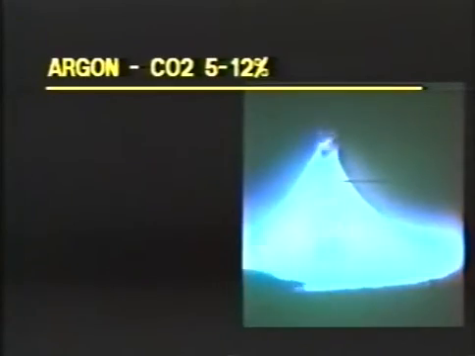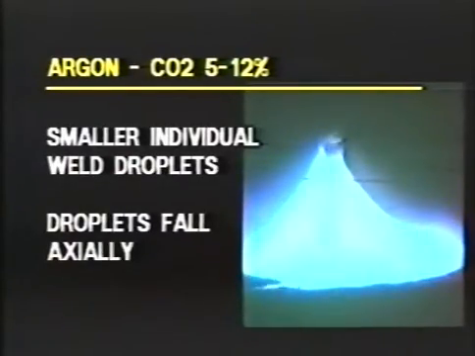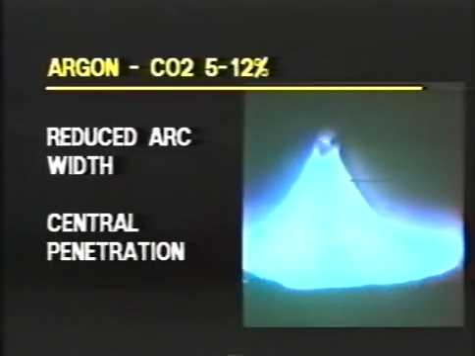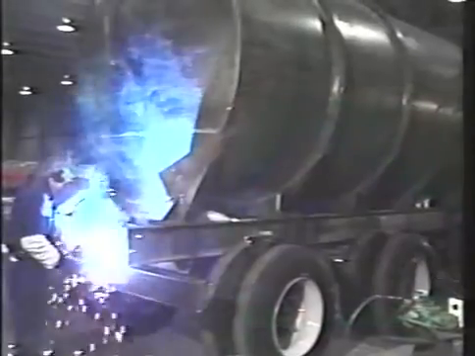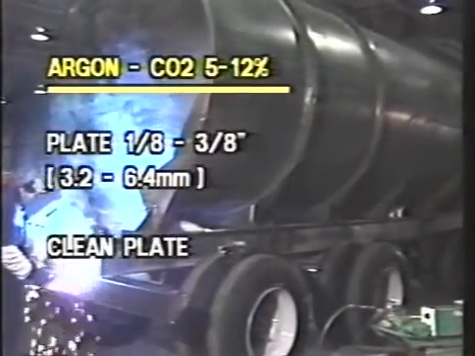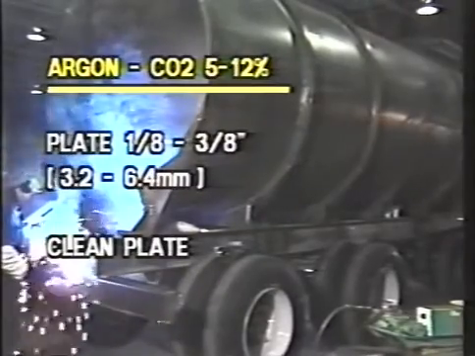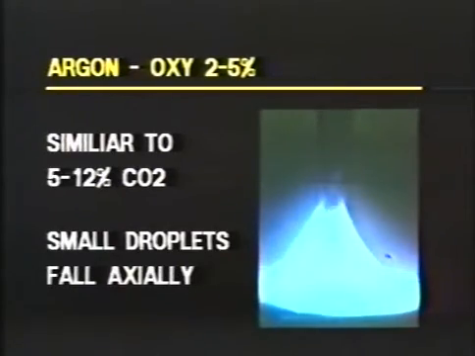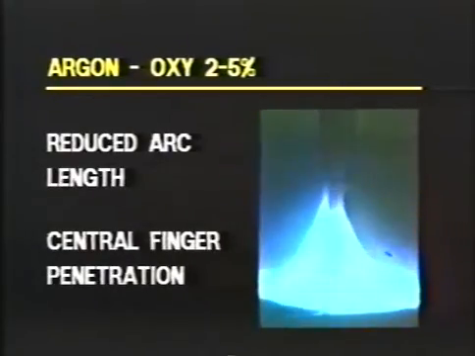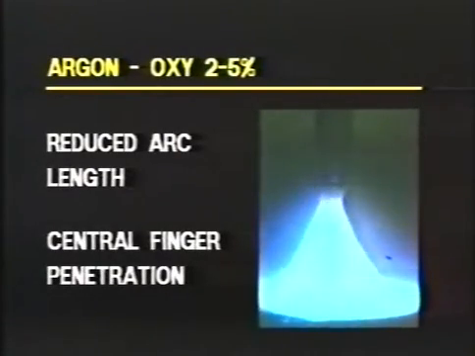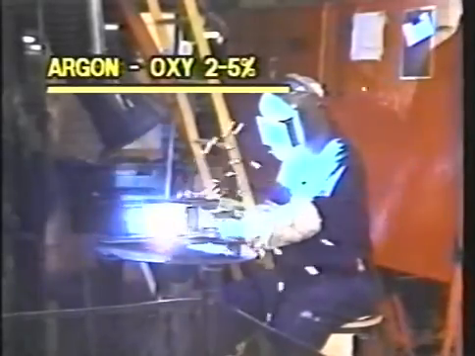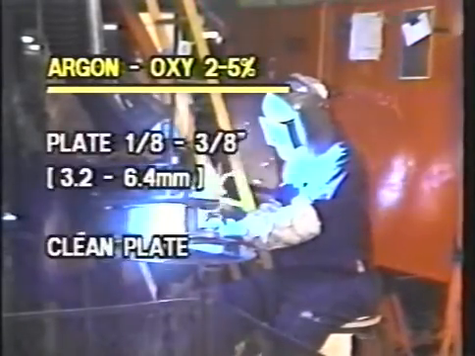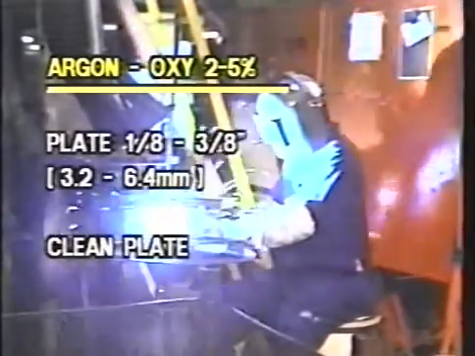As the CO2 content is reduced, weld droplet size decreases and falls axially. The narrow, stable arc produces central penetration. 5 to 12% CO2 is ideal on 1/8 to 3/8 inch clean plate. 2 to 5% oxygen added to argon produces weld droplet transfer similar to 5 to 12% CO2. The shorter arc length is a result of lower voltage requirements. Penetration is typically finger-shaped. 2 to 5% oxygen is ideal on 1/8 to 3/8 inch clean plate.